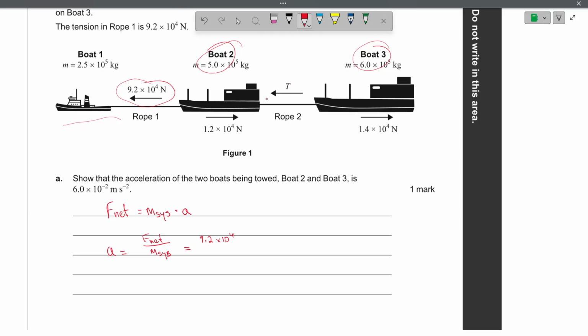We don't have to worry about this tension here, because I know it says that T is pointing to the right, but that's the tension on boat 3 from boat 2.